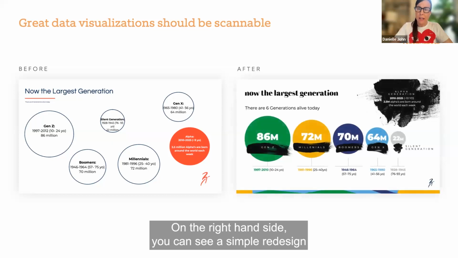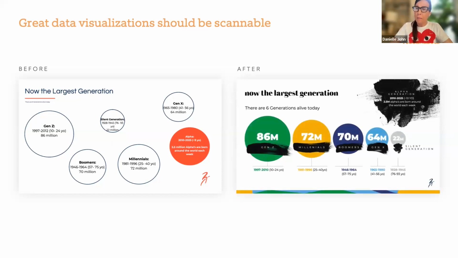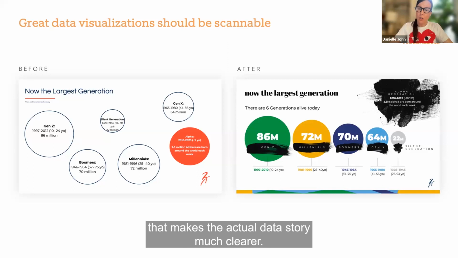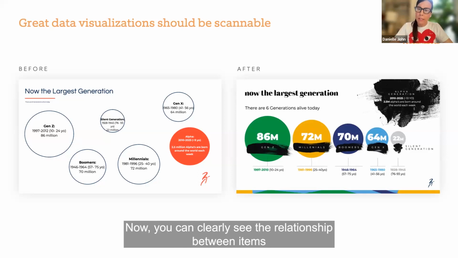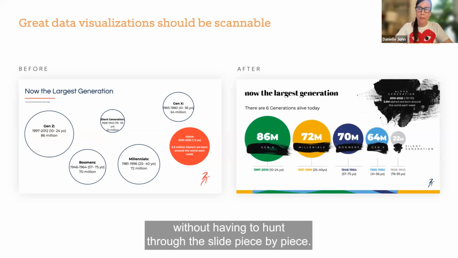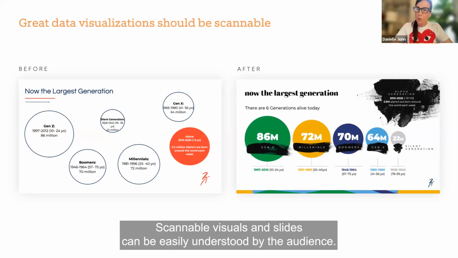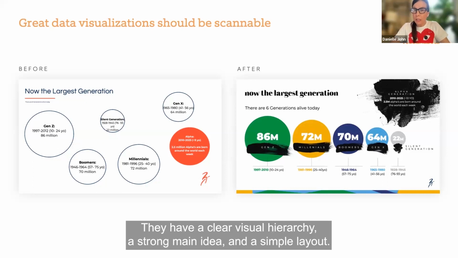On the right-hand side, you can see a simple redesign that makes the actual data story much clearer. Now you can clearly see the relationship between items without having to hunt through the slide piece by piece. Scannable visuals and slides can be easily understood by the audience. They have a clear visual hierarchy, a strong main idea, and a simple layout.